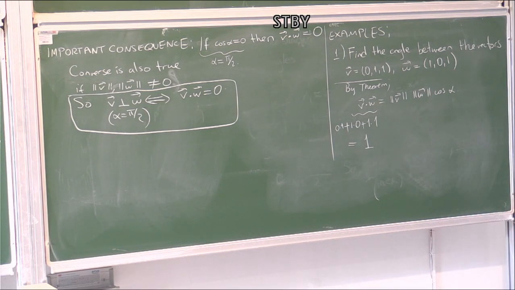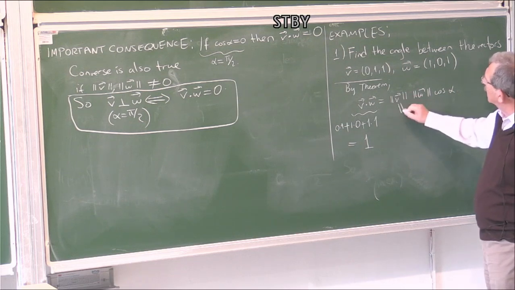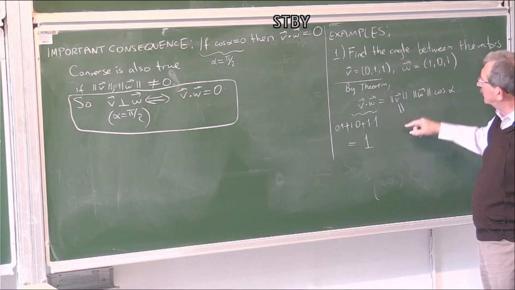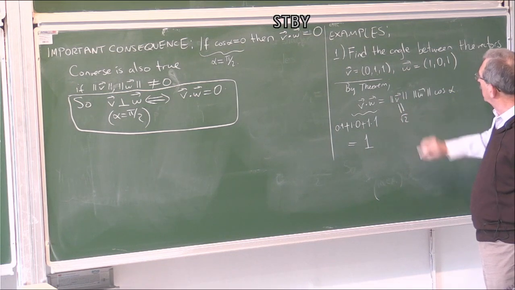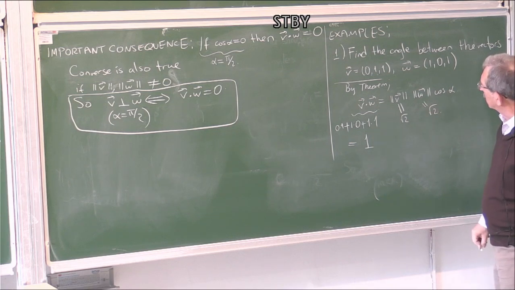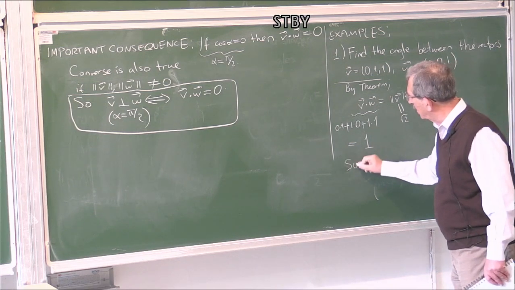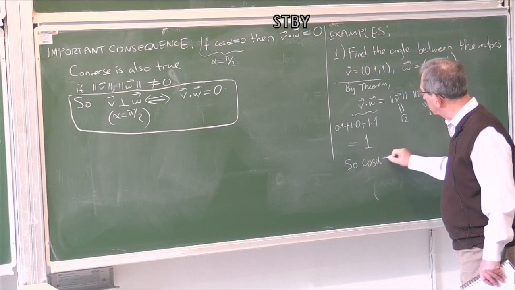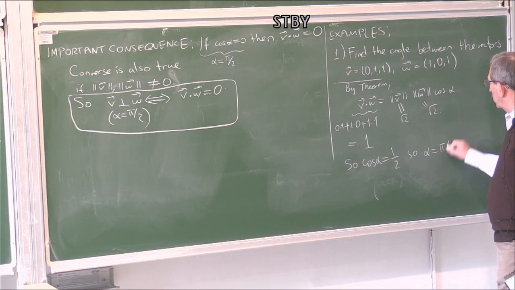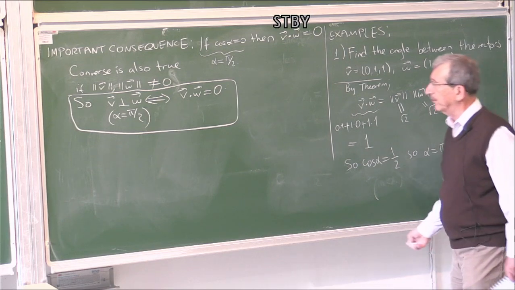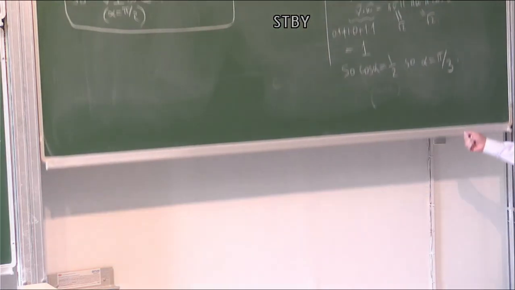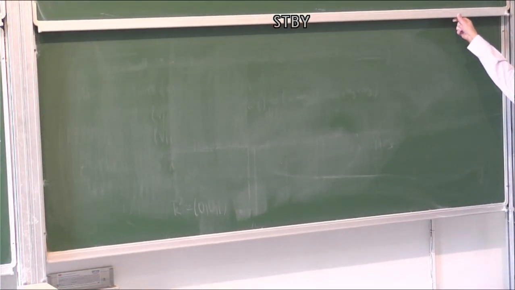On the other hand, the length of V is the sum of the squares, which is 2, under root. Similarly for W. So this says that cosine alpha is 1/2, so alpha is pi over 3. This is a direct application.